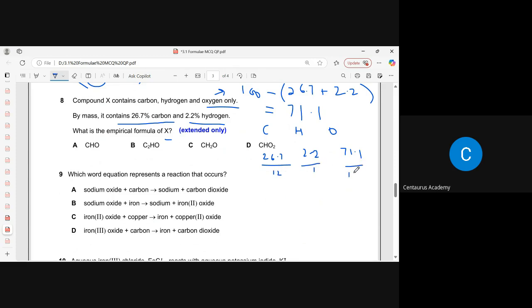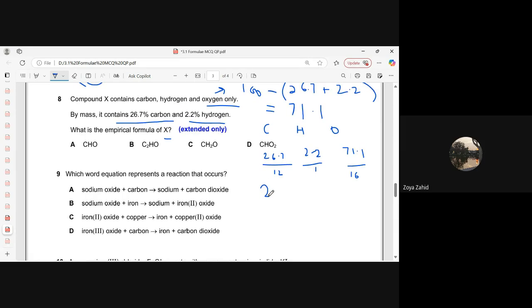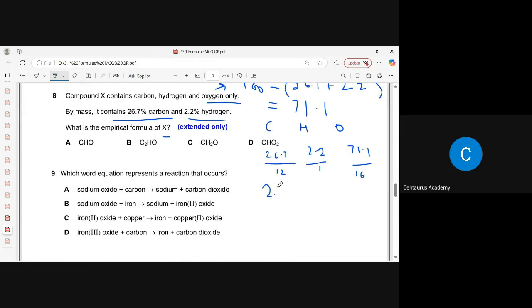Tell me the answers one by one. 26.7 divided by 12 is 2.225. What about the next one? 2.2. And the next one? It's 4.44375. So 4.444.